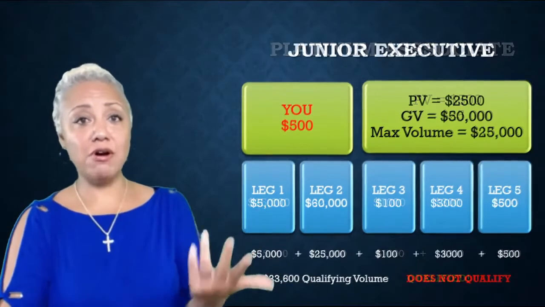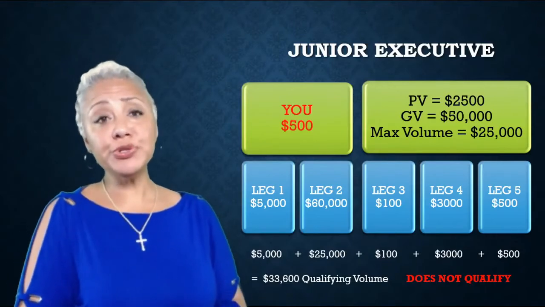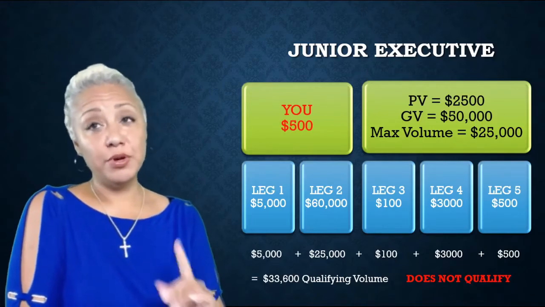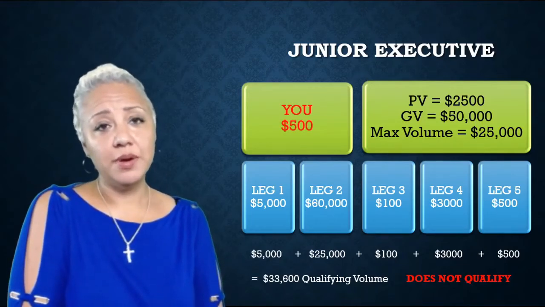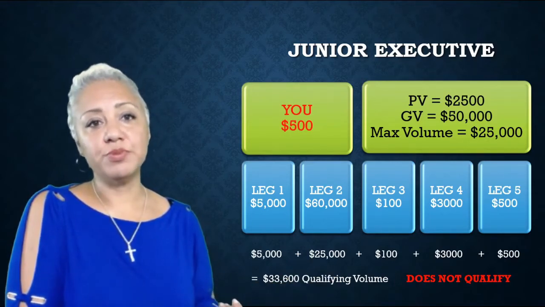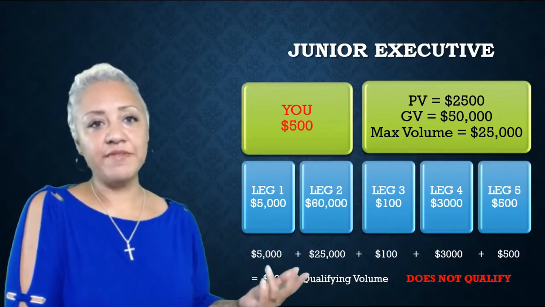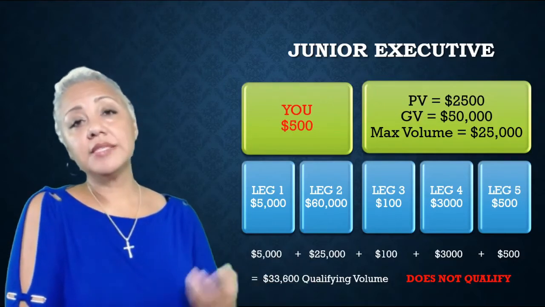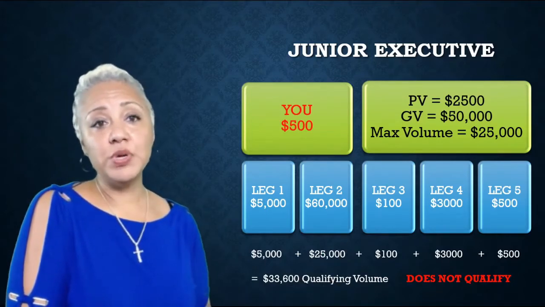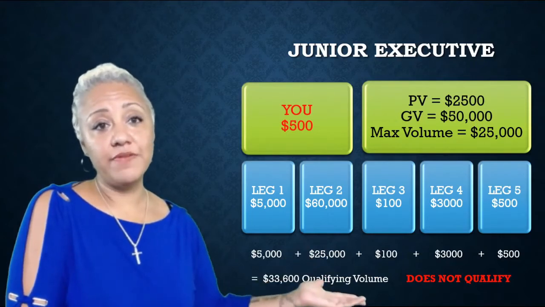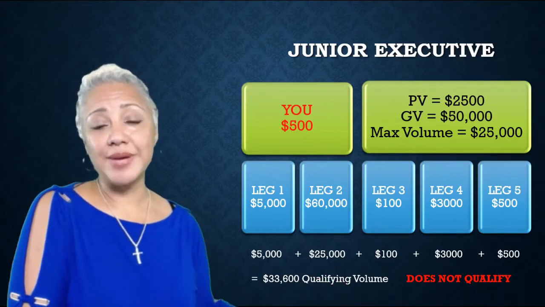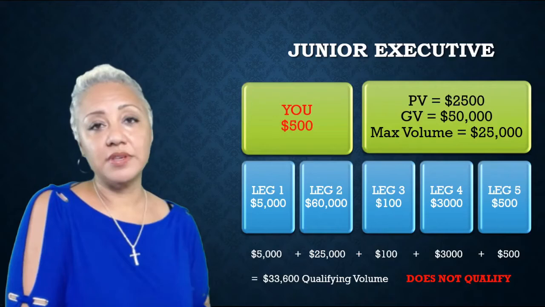Now let's look at our second position, which is junior executive. In this case, let's say you have a volume again of $500, but notice the personal volume needed here is 2,500. Group volume to reach junior executive is 50,000. So again, using the same distribution, leg 1 having 5,000, leg 2 60,000. Again, somebody might look at it and say, well, I have more than the 50,000. Why am I not reaching rank? For this one, the qualifying volume is only at 33,600. Why? Because although leg 2 has 60,000 of volume, only 25,000 can be attributed to it.